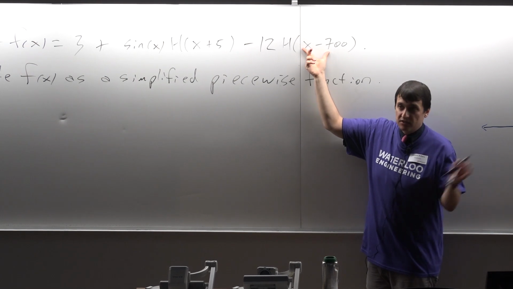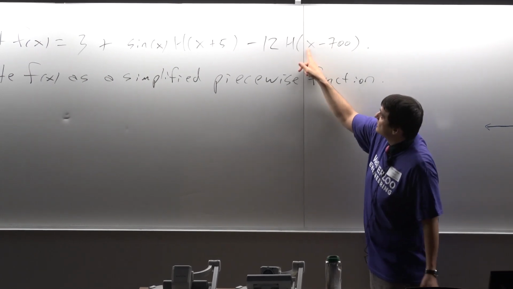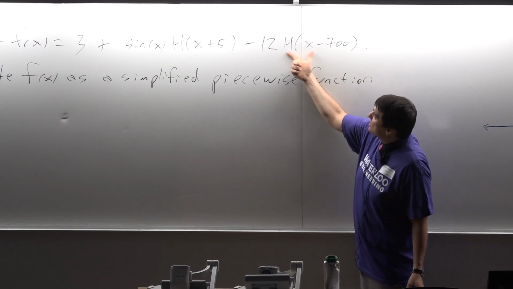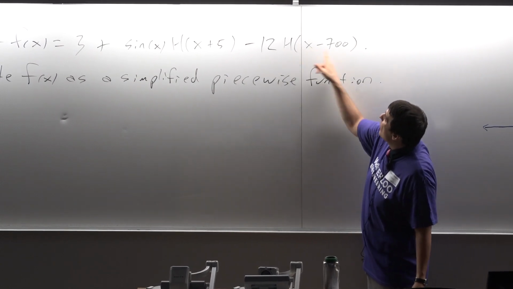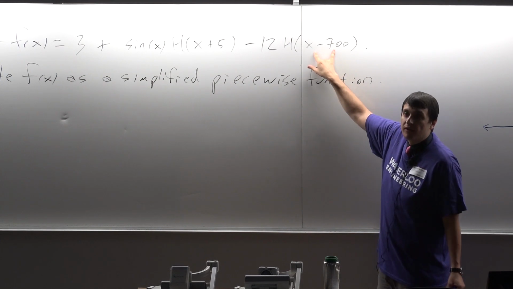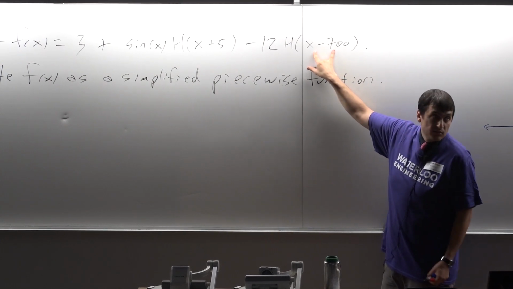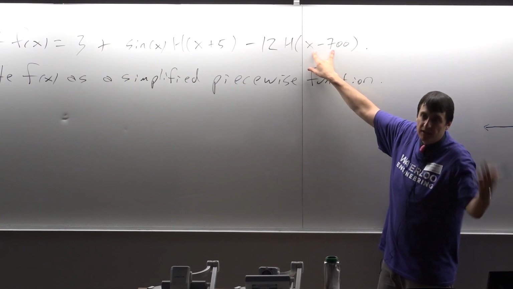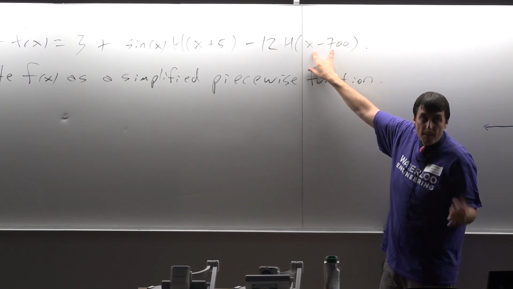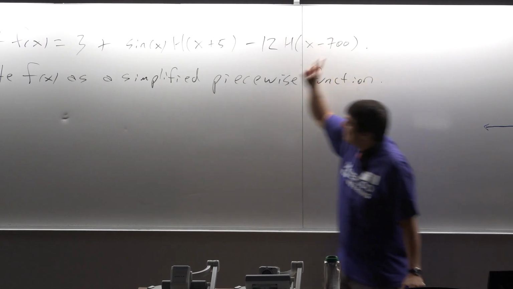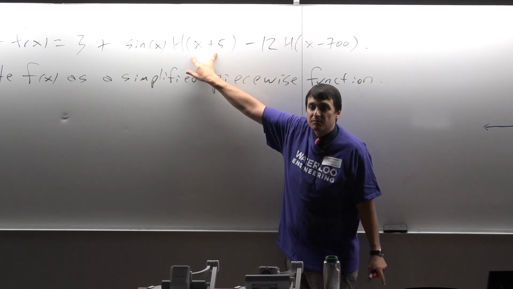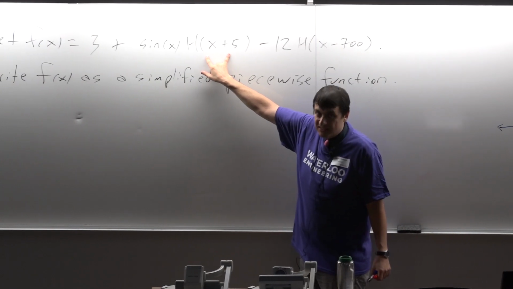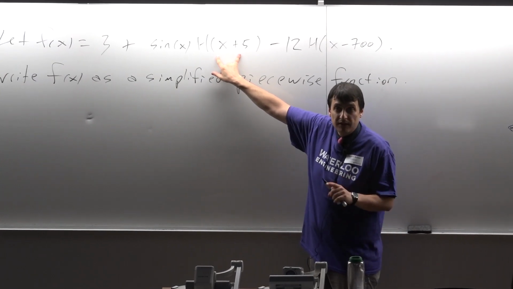I'll say that again, just in case you happen not to be listening. This h of x minus 700 changes what its output is going to be depending on where x is relative to 700. So I know in my piecewise function, there's going to be one case if x is less than 700, and another if x is greater than 700. But at the same time, this one over here, h of x plus 5, is changing its output depending on where x is relative to what?